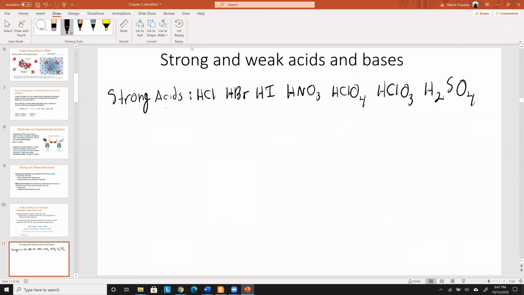So this is not all the strong acids by any means, but the ones that are beyond this list are beyond any undergraduate chemistry class, and organic chemistry related ones that have super long names. So yeah, hickle, hibber, high, hino, hicklo, hisso. And there's the two hicklos.